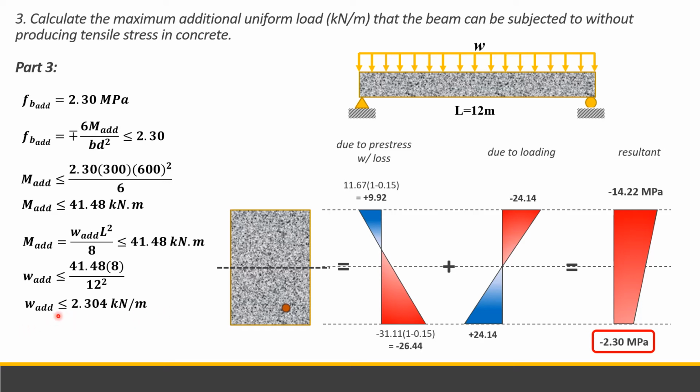So for this beam, you can add 2.304 kilonewton per meter na additional distributed load. So kaya pa niya yun. So that is the final answer. Okay, so that is how you solve pre-stress members, considering yung mga loading, yung pre-stressing force, and calculating yung mga stresses.